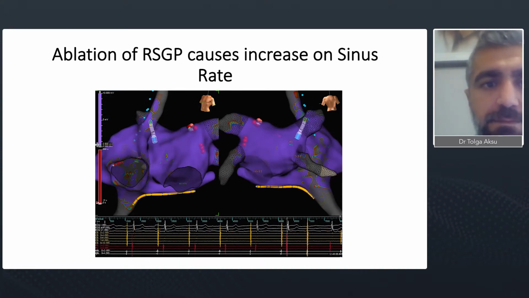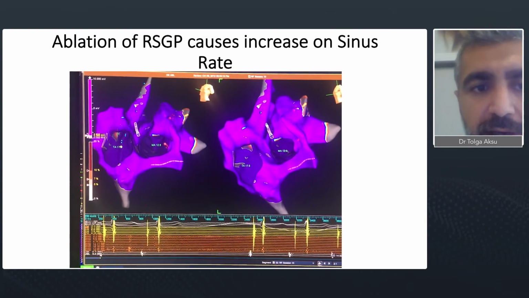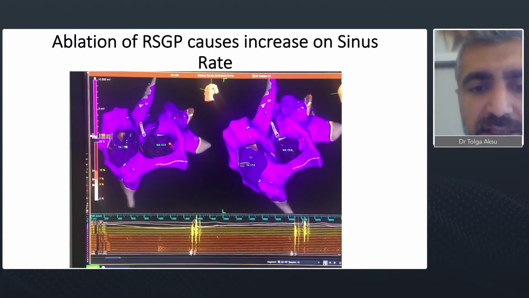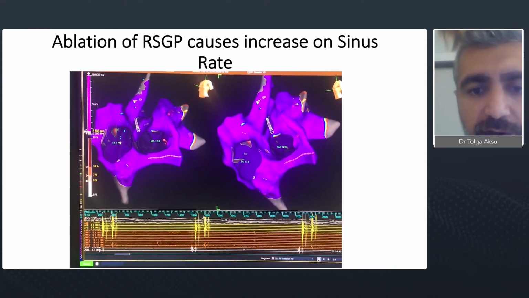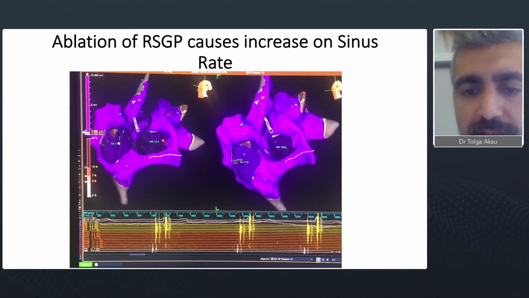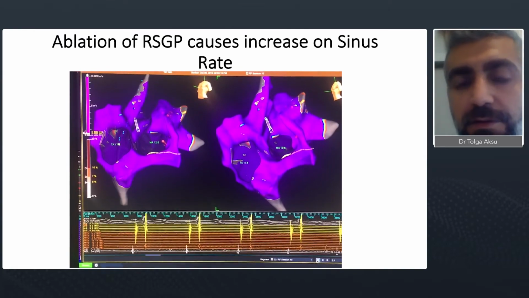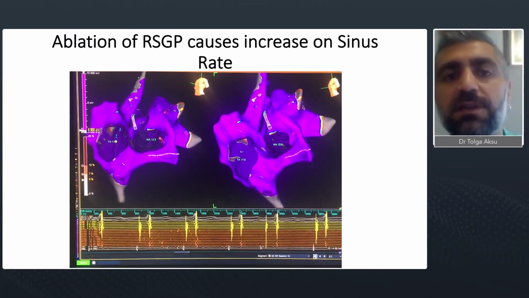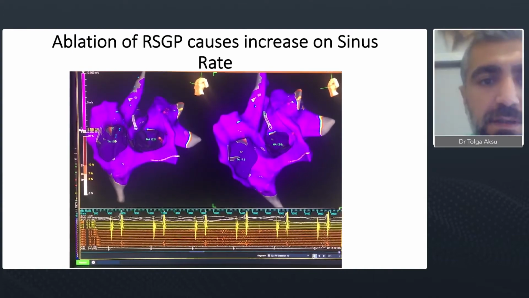Another example. Again, please look at the fragmented electrograms. We are starting ablation. You can see the baseline heart rate. After the first RF point, you can see such a steep increase in sinus rate on this side. This is the main difference between left-sided and right-sided GPs.